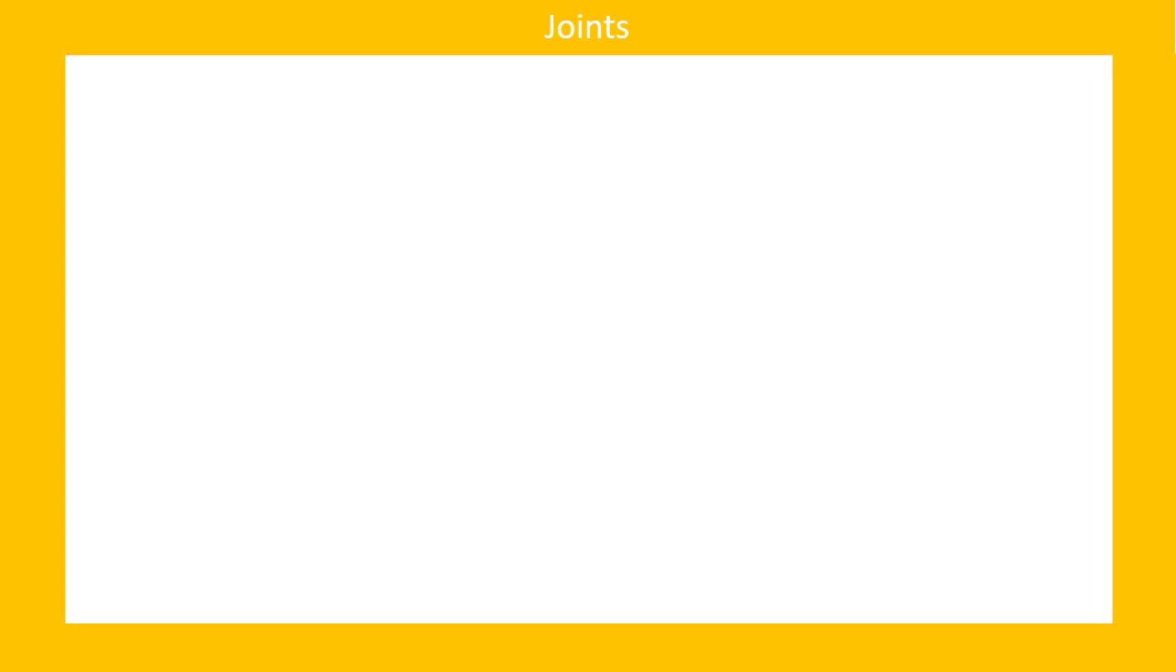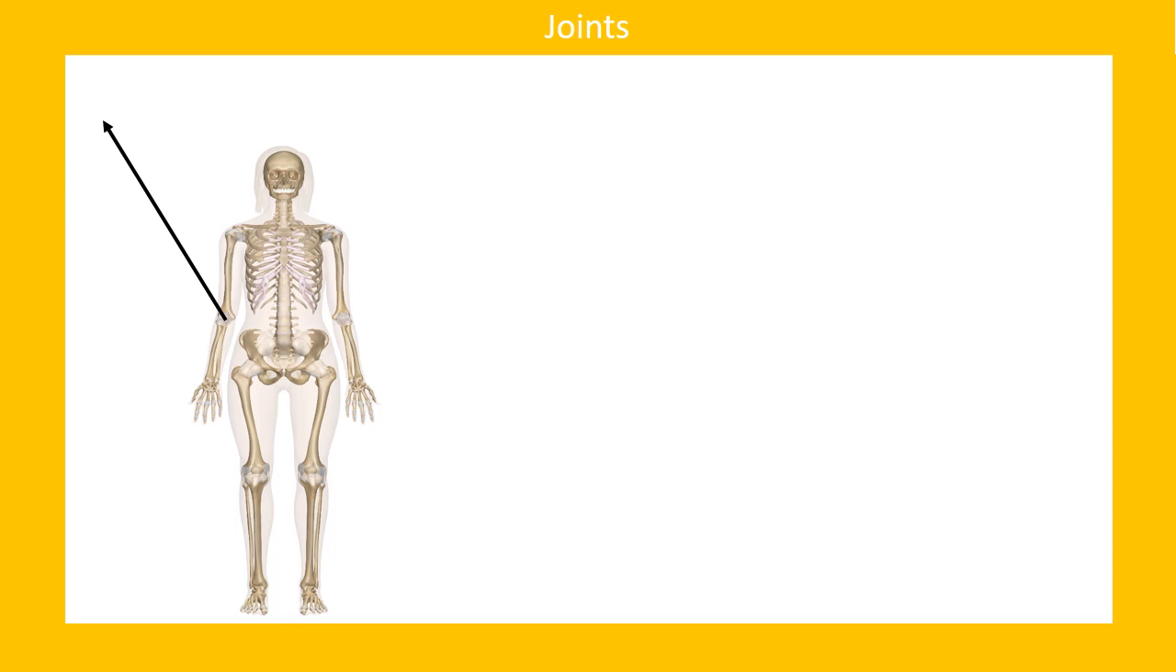So today in this video we are going to learn about types of joints and what joints are. First I will tell you what joints are. Joints are places where two bones meet. I have given one example of a joint here, as you can see on my screen.